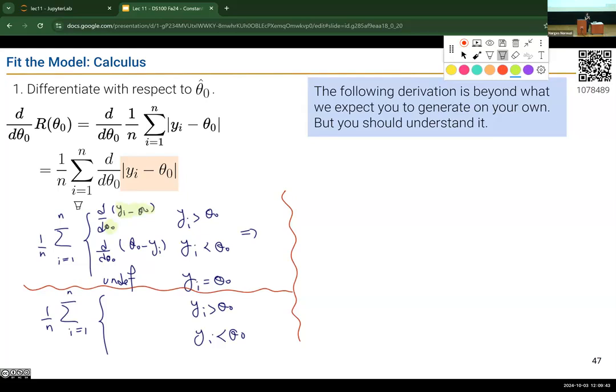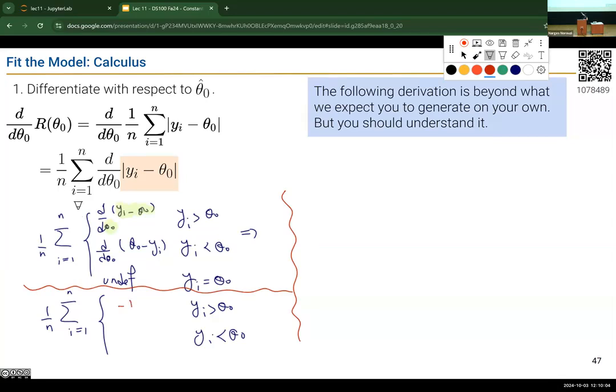Is anyone following, please? I'm hearing -1, right? So -1, because I have -1 as the coefficient of theta 0, and I'm only taking the derivative with respect to theta 0, so that's the only term that will show up. So here I will have -1.